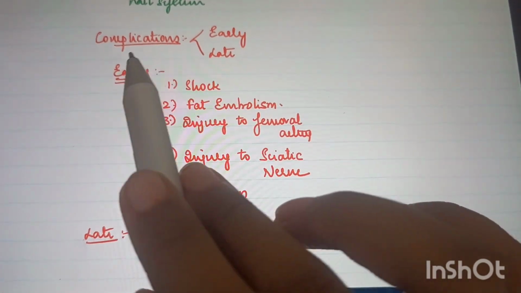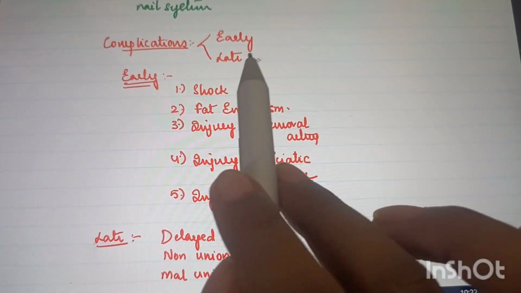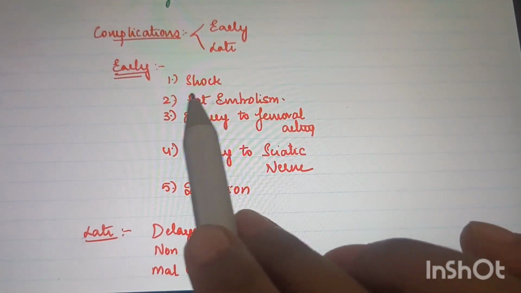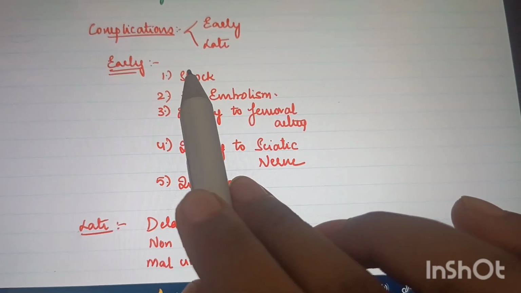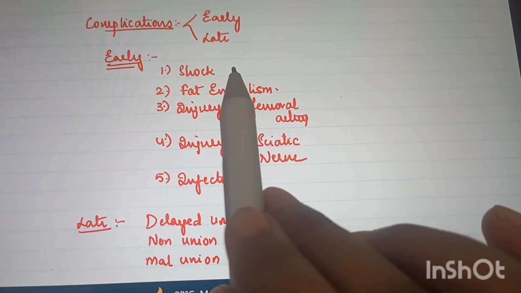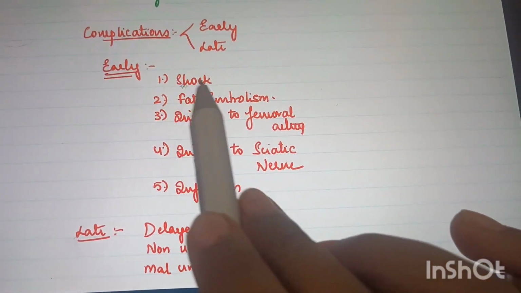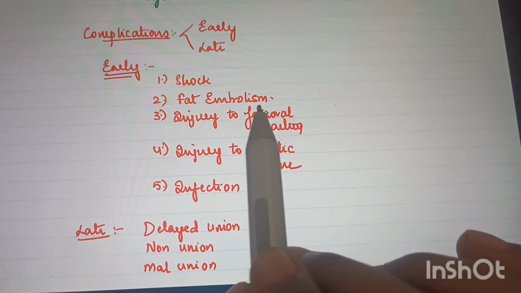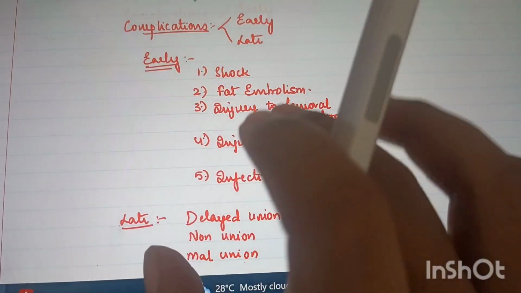Next comes complications. Complications of femoral shaft fractures are divided into early complications and late complications. Early complications include shock and fat embolism. So a patient can have very severe blood loss. Usually 1000 to 1500 ml of blood loss can happen intraoperatively. So regular heart rate and BP monitoring has to be done in the post-operative period. Fat embolism is also another important cause. Injury to the femoral artery, injury to the sciatic nerve, and infection.